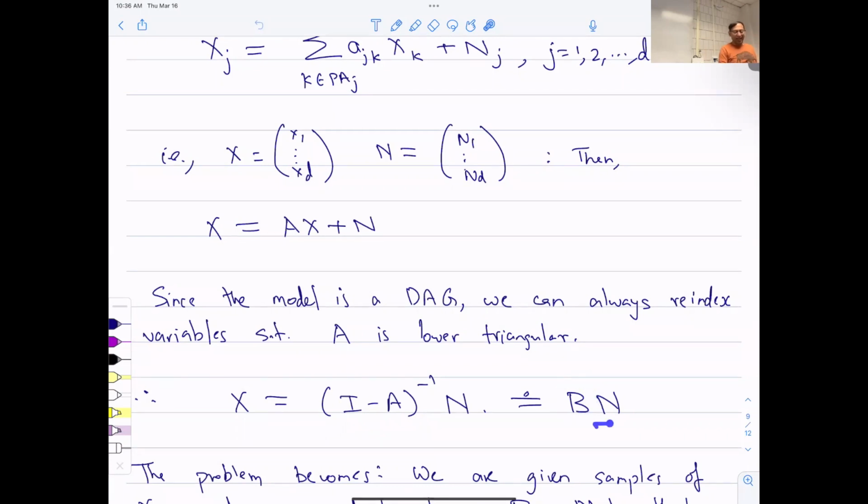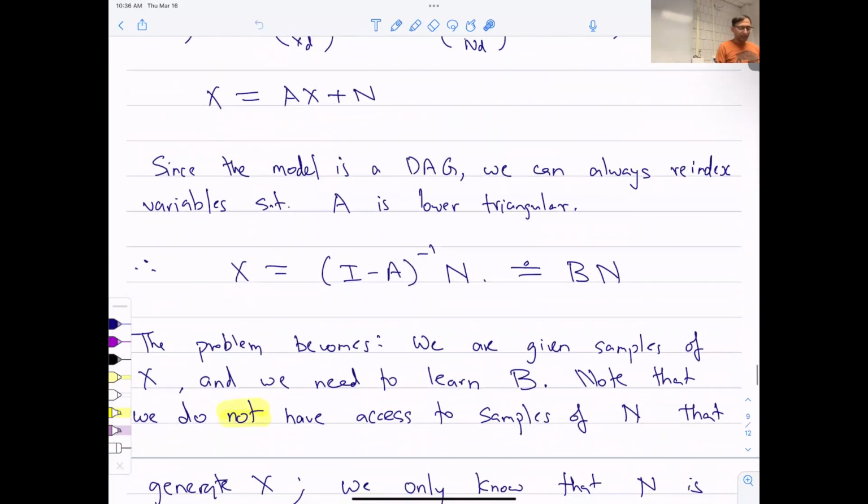Indeed, if you actually had samples of noise, this is a standard problem. There's nothing fancy here to learn this B. There's a whole bunch of literature. The problem is that we have only samples of X. We don't have samples of N beyond the fact that we know it is, let's say without loss of generality, zero mean. If it has non-zero mean, we can do some centering and get rid of it. So I'll just assume that N is zero mean and unit variance. So that's an assumption.